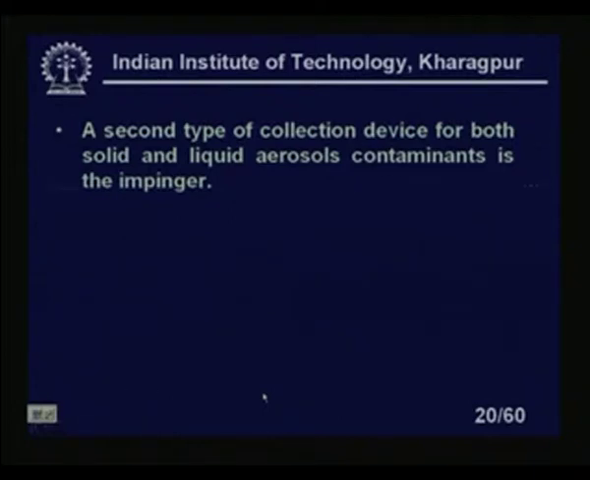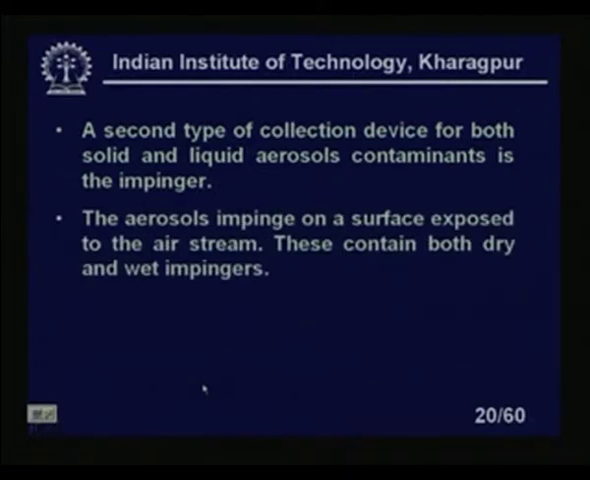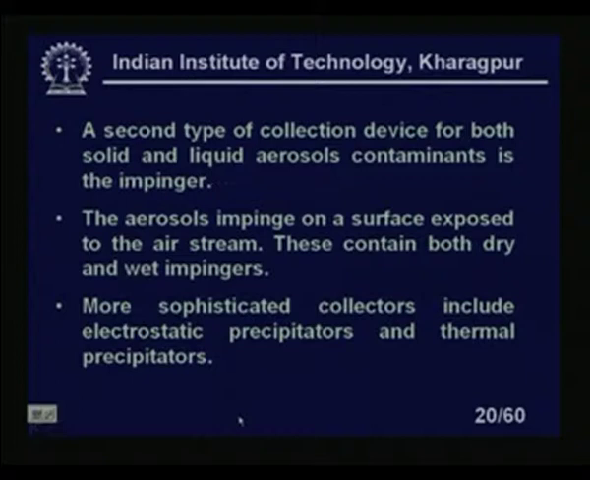A second type of collection device for both solid and liquid aerosol contaminants is the impinger. The aerosol impinges on a surface exposed to the air stream, and there are both dry and wet impingers. More sophisticated collectors include electrostatic precipitators. Precipitators, you know, are a sort of collection device that reduces environmental pollution. They are mostly used in power plants because of the pollution from ashes. If they use electrostatic precipitators, the ashes will be collected and will not go to the environment.